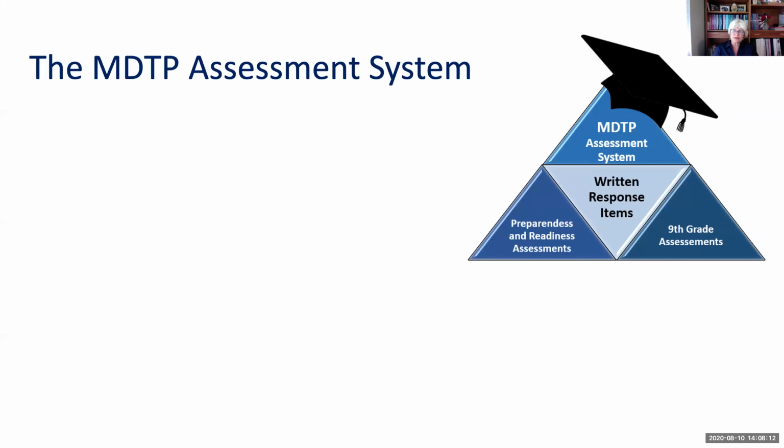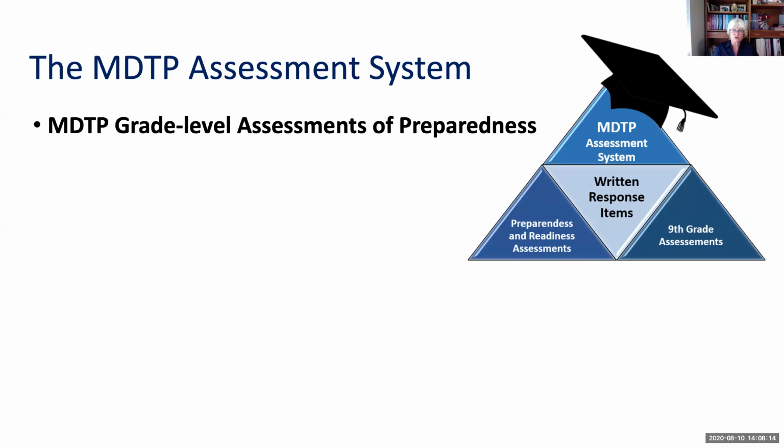In the MDTP system, we have grade level assessments of preparedness that are available for you. Those are tests that address grades 6, 7, and 8. The tests were written both for online and paper testing. Due to COVID, we will not be administering and scoring paper tests, but you can administer all our tests to your students online. Again, recognize that these tests are prerequisite skills for grades 6, 7, and 8 Common Core courses.